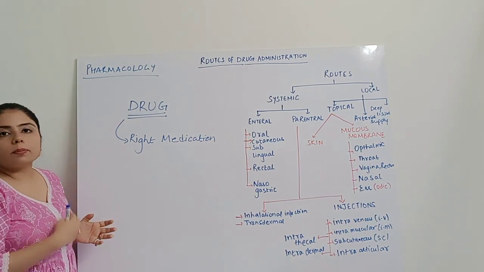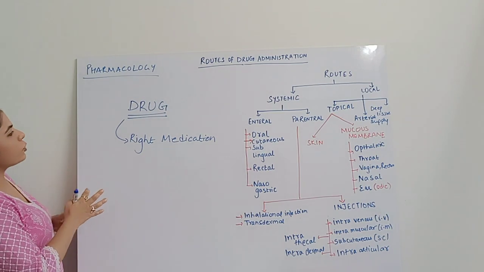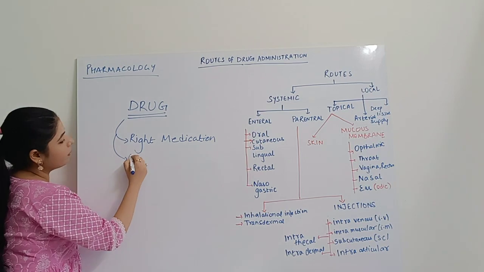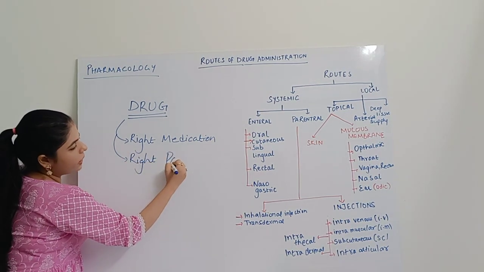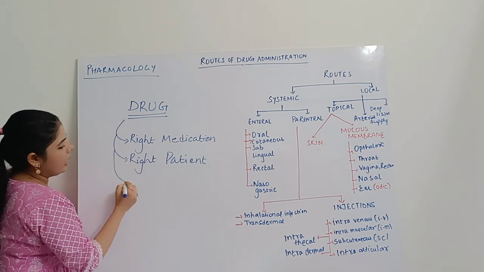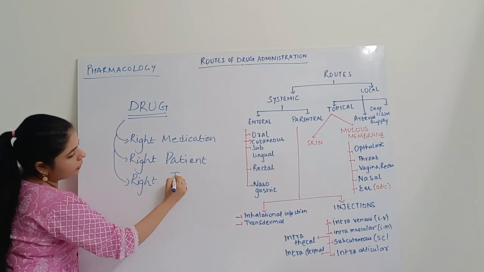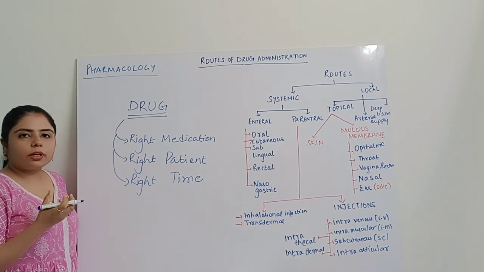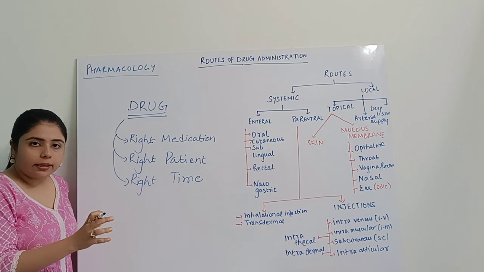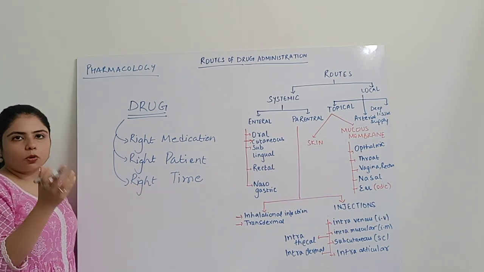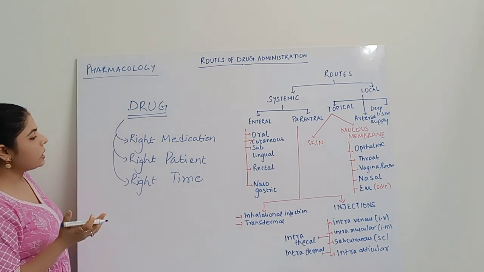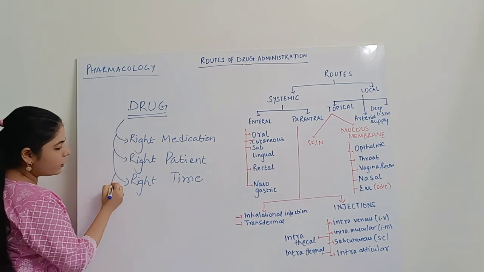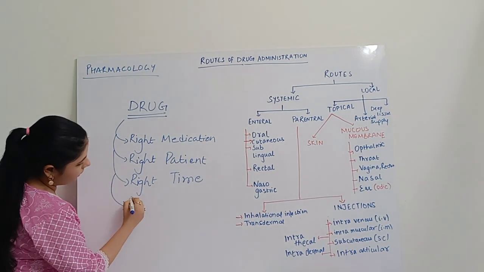Okay, so let's list down all the correct means through which a drug should be administered. Then we'll be learning about the different routes. So the right medicine should be administered to the right patient, at the right time. Time of drug administration is very important, because if you are not administering a drug at the specified time, the pharmacokinetics, pharmacodynamics, all these parameters we learn about in later lectures, also get affected, and that affects the drug bioactivity, efficacy, and many other parameters.